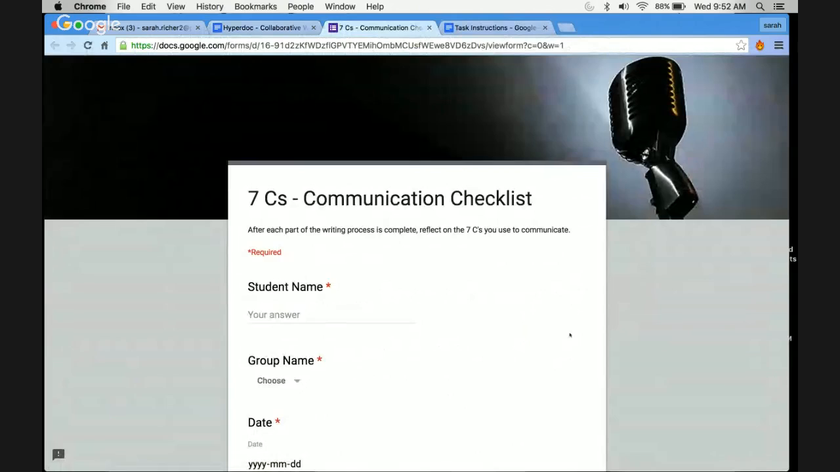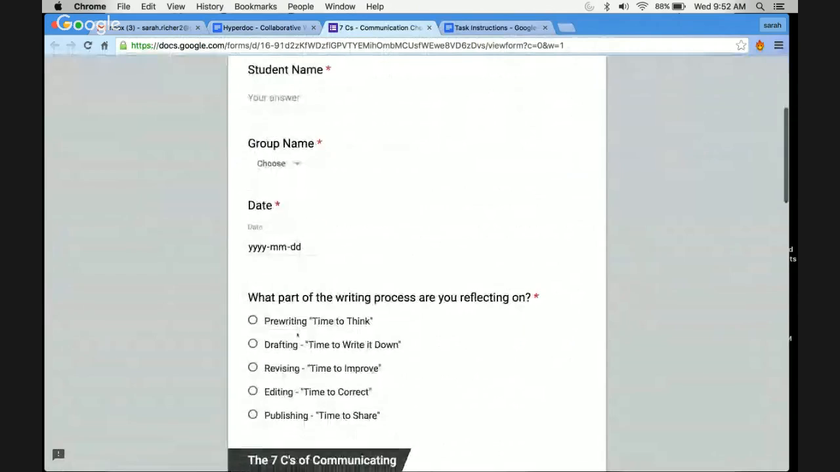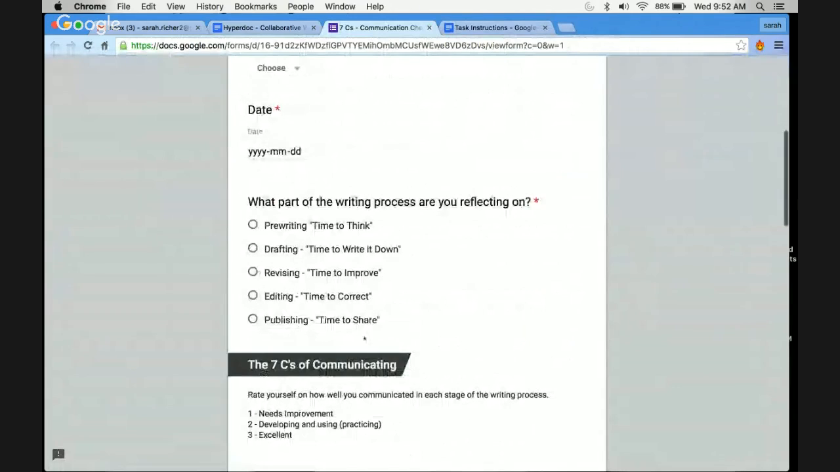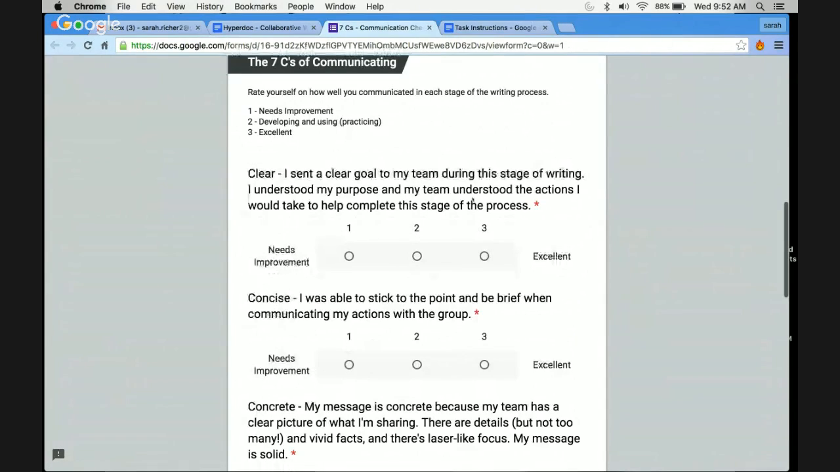Within each stage of the Google Form, the student is going to have their name, the group name, the date on which they completed the process, and which process they're in, so they're filling that out. And now, individually, they're going to go in and think about how they communicated with their group, and they're going to go through the 7 C's. So here again, you see that they're working through the idea of communication as they're collaborating. So they're thinking and answering these questions for that specific stage.